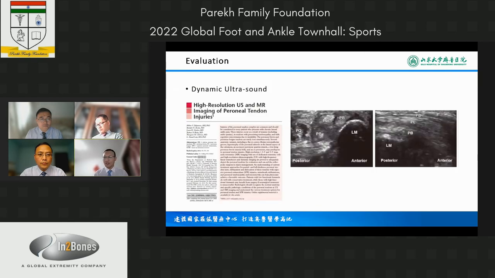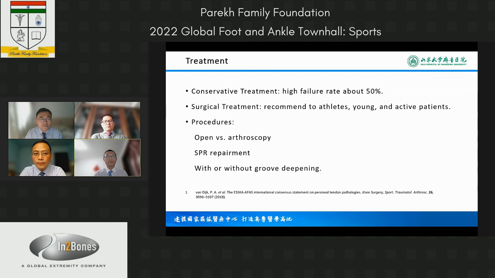Ultrasound is a very useful method for detecting peroneal tendon subluxation. It can not only reveal the dislocation of the peroneal tendons and the tears of the SPR, but also show the process of the subluxation in a dynamic pattern. Treatment.